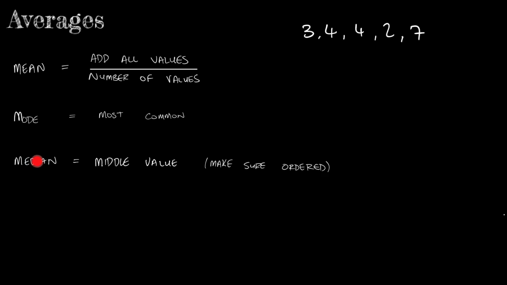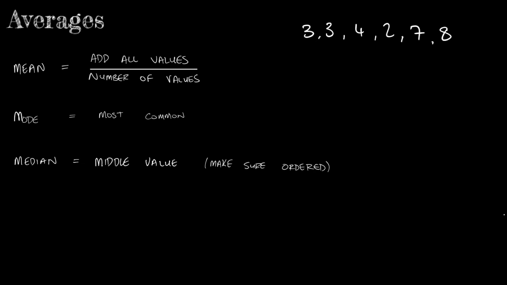That then brings us on to the median. The median is the middle value once all of the data is in order, and that means going from smallest to largest. So I'm just going to rearrange this and say 2, 3, 4, 4, and 7. Now you can see I'm going from smallest to largest. To find the middle number, take one from each side, take one from each side. So the middle there would be 4. So the median would be 4.